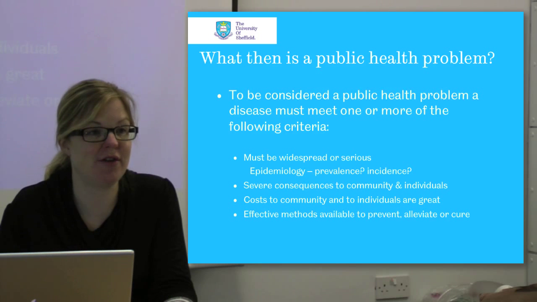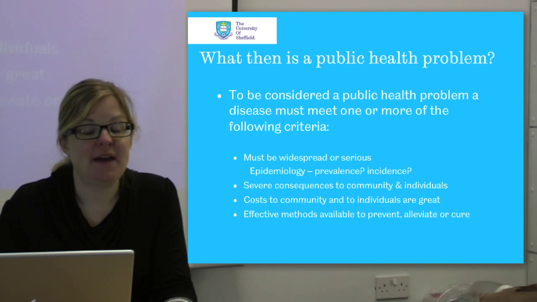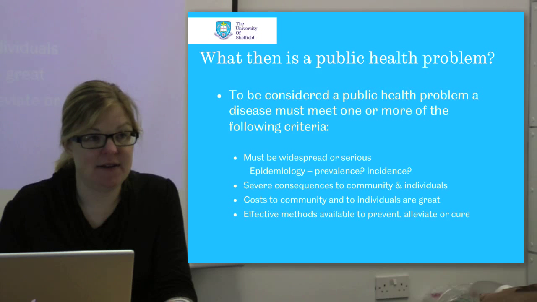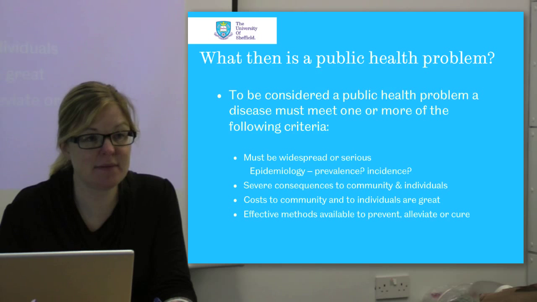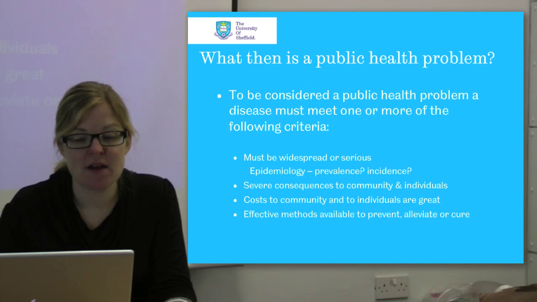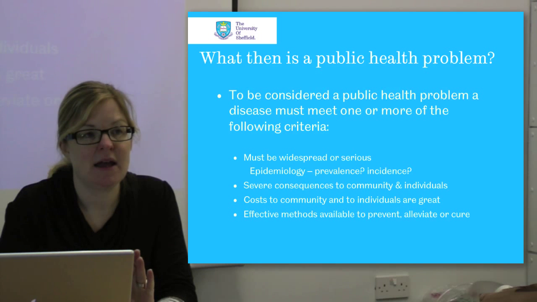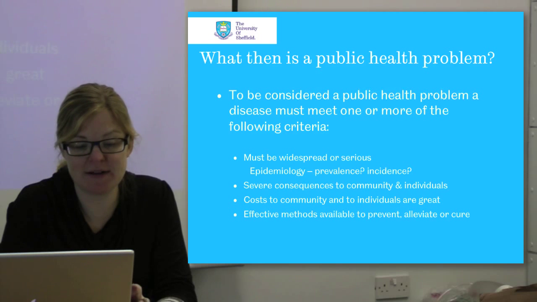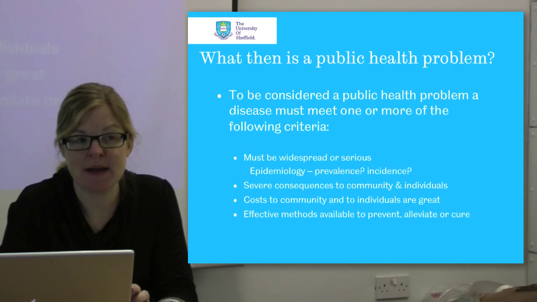put costs on. Okay? And then the fourth criterion is whether there are methods available to prevent the disease, alleviate the symptoms or cure it. So if a problem has very serious consequences and high costs, but we can't do anything about it, then it doesn't necessarily have public health significance.